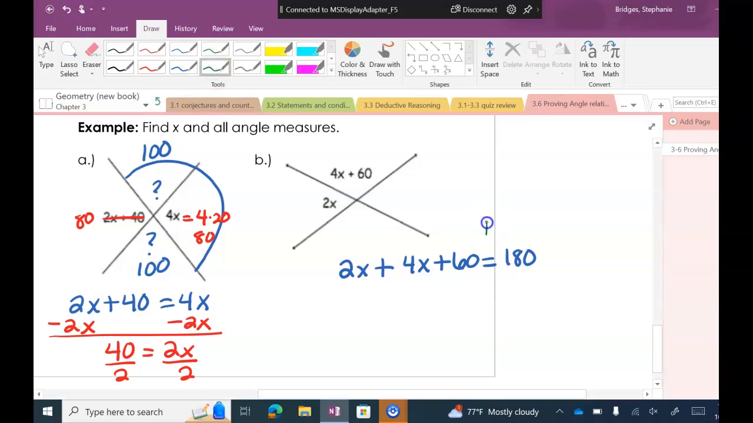To solve this equation, this time my x's are on the same side, so I don't do the opposite. I just combine them. What's 2x plus 4x? I got a lot of chitter chatter and I'm trying to go through a problem. Some of y'all are going to get lost. Now what? Subtract my 60.